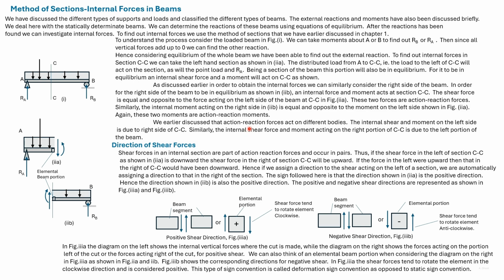Such a sign convention, which depends upon deformation, is called a deformation sign convention. An element in a bar subjected to tensile forces extending also follows deformation sign convention. If the combination of shear forces tend to rotate the element anti-clockwise, then the shear force combination is considered as negative, as shown here.